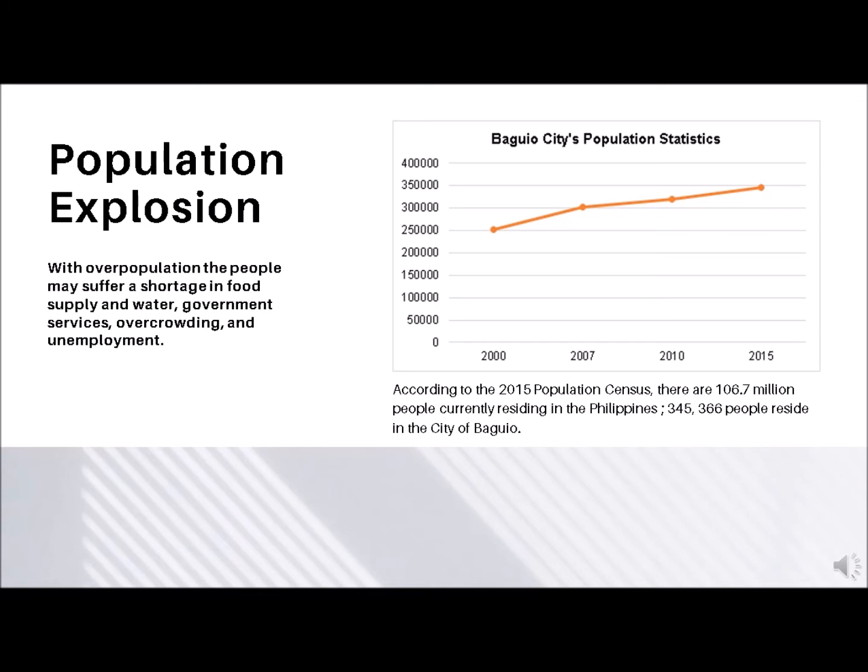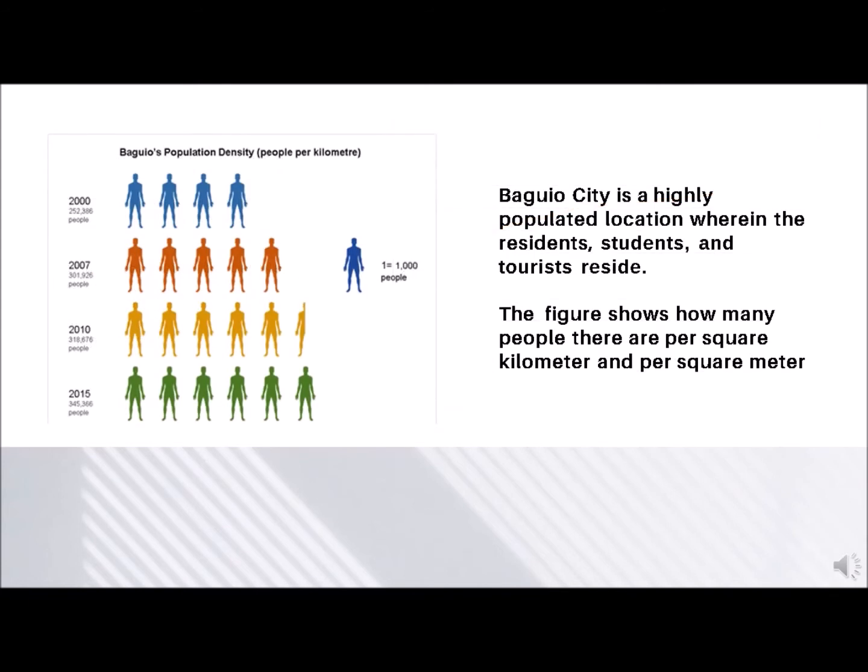Baguio City is a highly populated location wherein the residents, students, and tourists reside. There are currently 345,366 people residing in the city of Baguio. It is one of the most highly urbanized cities within the Cordilleran Administrative Region with a high population per kilometer. The area of Baguio City is a computed 57.52 square kilometers. The figures show how many people there are per square kilometer and per square meter: 6,000 per square kilometer and 6 per square meter.